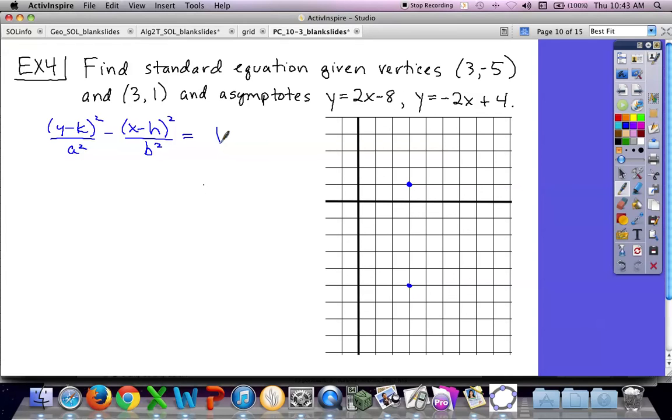Okay, can I figure out the center by looking at those vertices? Right, it should be halfway in between these two, which is right there. What are the coordinates at that point? (3, -2). What is the a? We need the a. Okay, a is the distance from the center to the vertex.